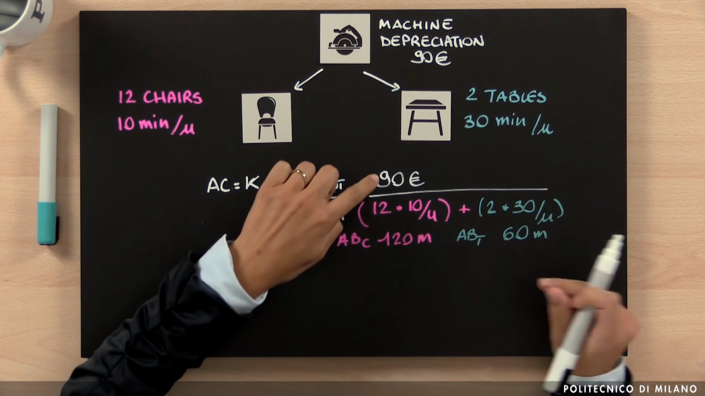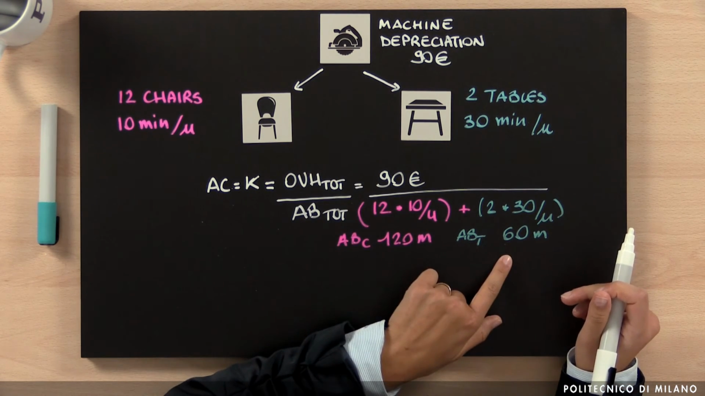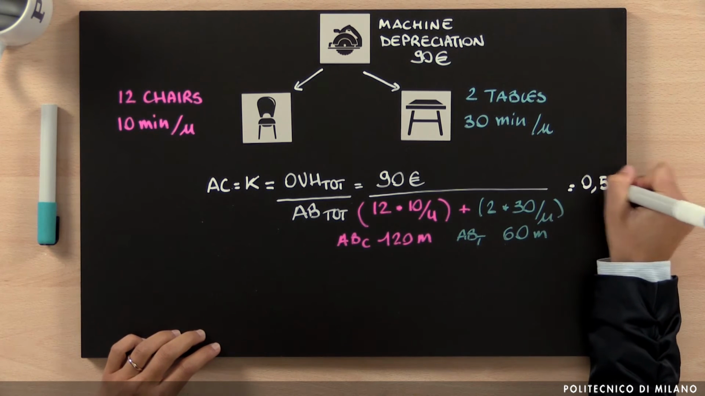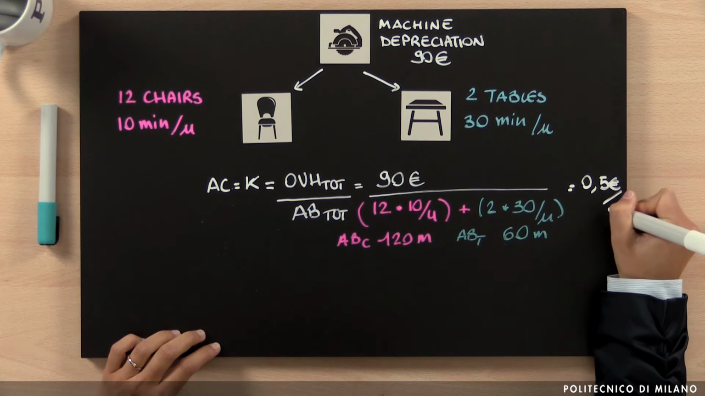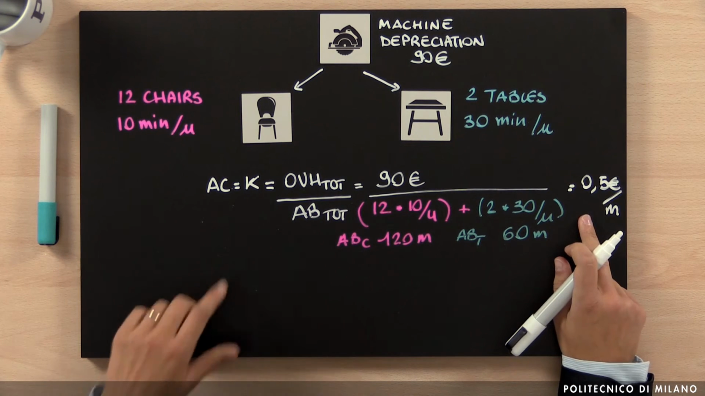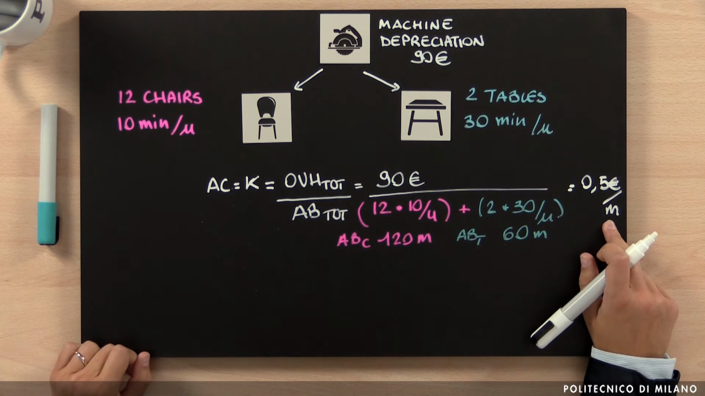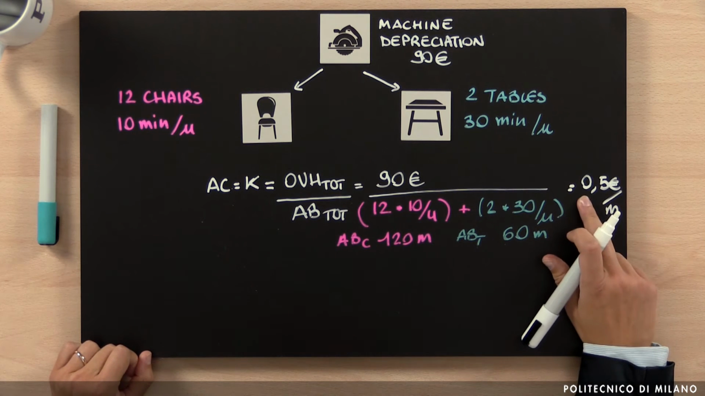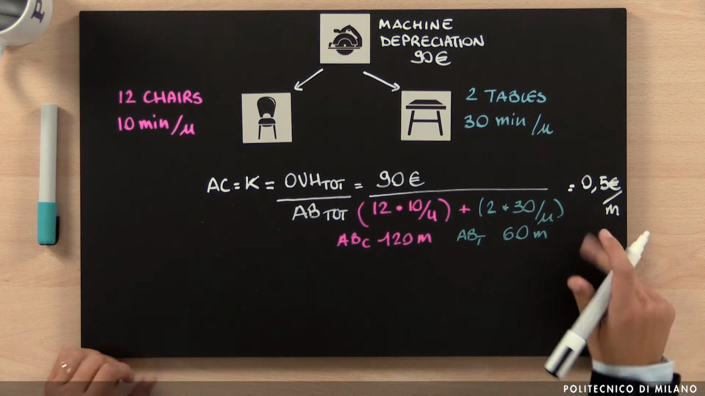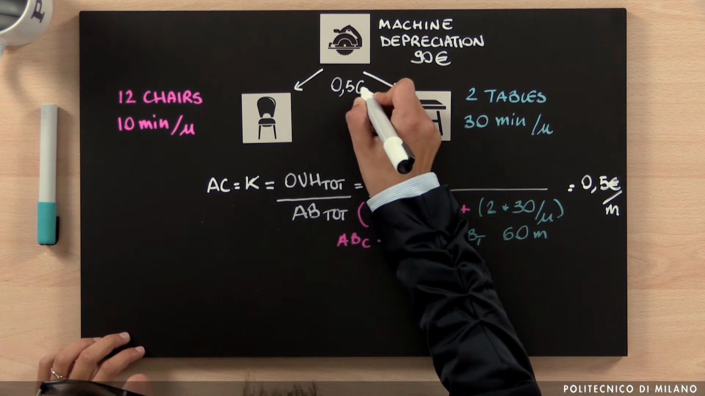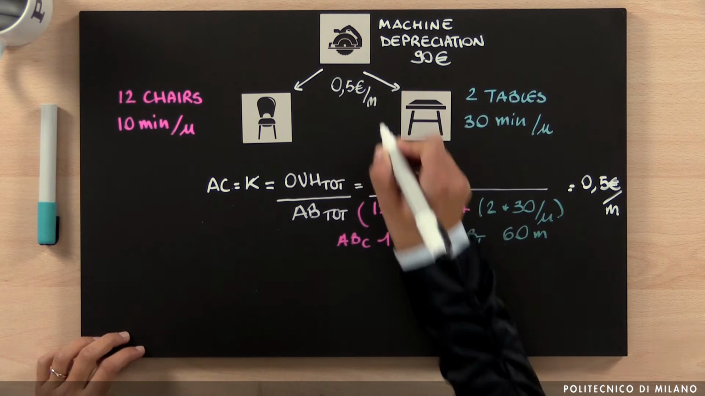If we divide 90 by 180 minutes, we can find 0.5 euro per minute that represents exactly the allocation coefficient. So we are saying basically that every minute in which the machine is used absorbs 0.5 euros of resources. So this allocation coefficient that can be written down here is 0.5 euros per minute.